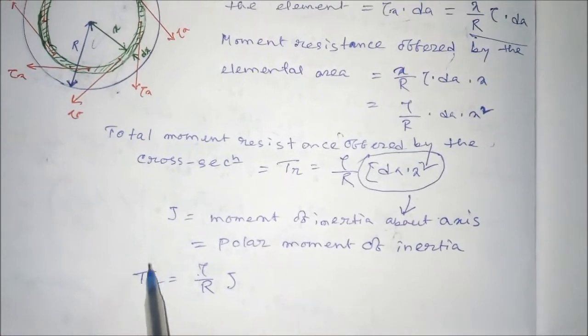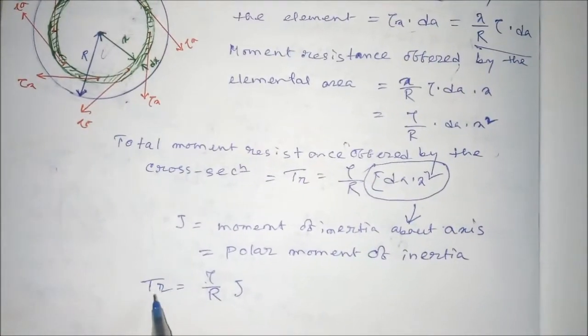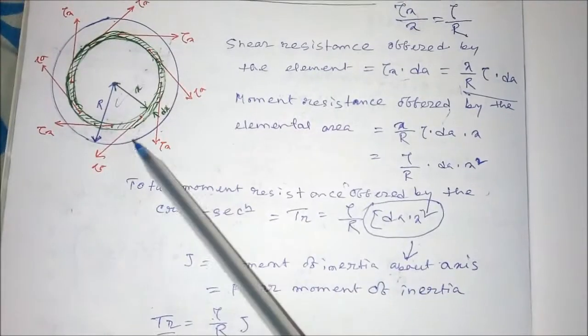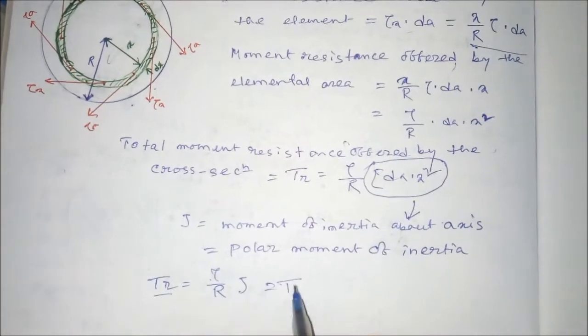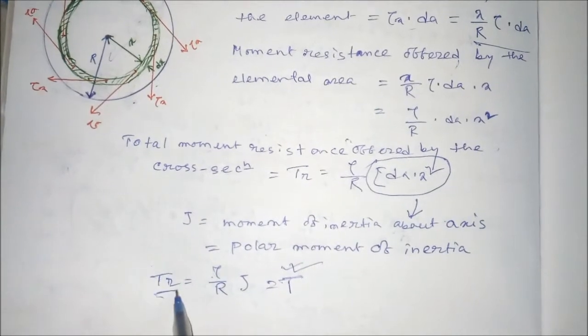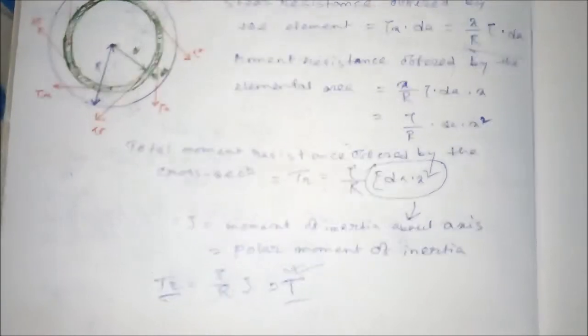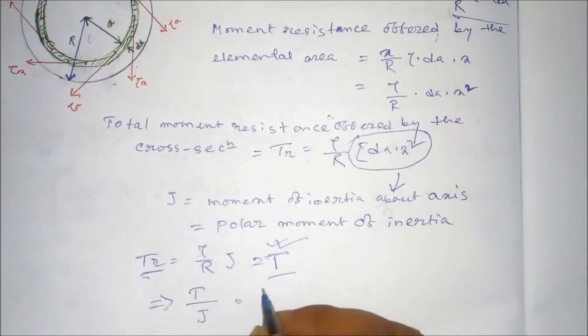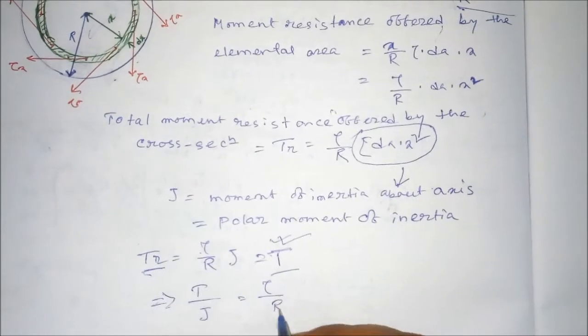Now obviously the applied load and the resistance will be equal, right? If this section is in equilibrium, if this section has not failed yet, then the resistance will be equal to the applied load, the total torque T. So the resistance is equal to this, equal to this, right? Now from this we can write that T by J is equal to tau by R, right?